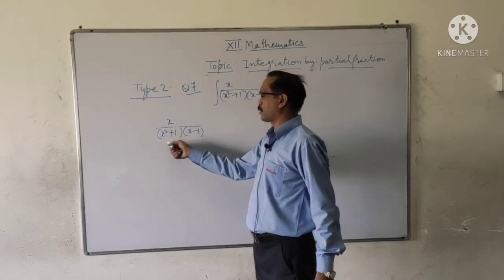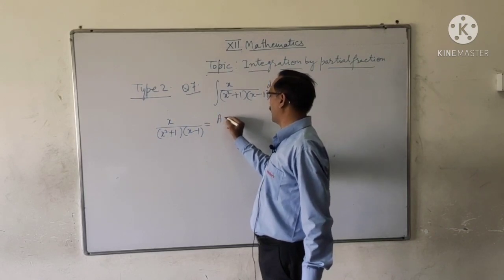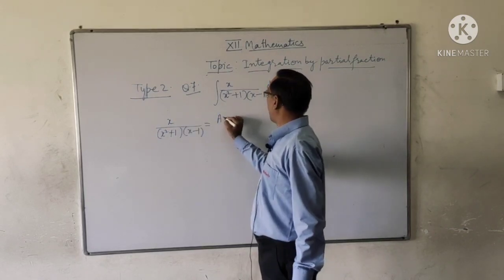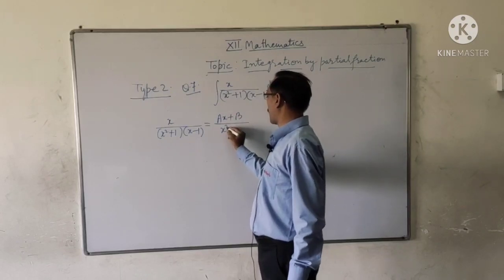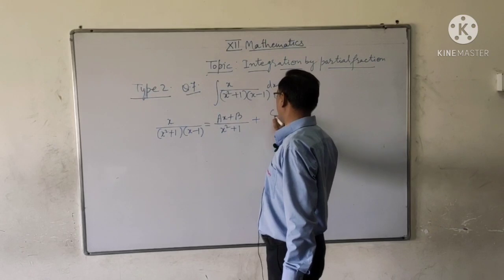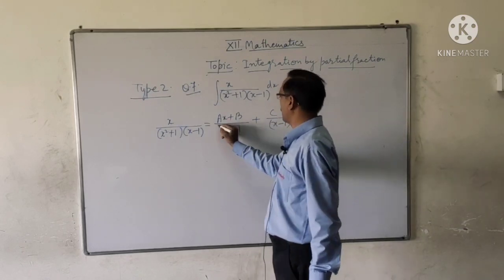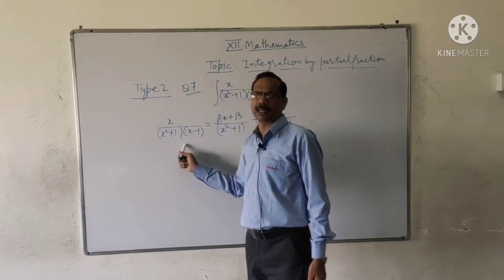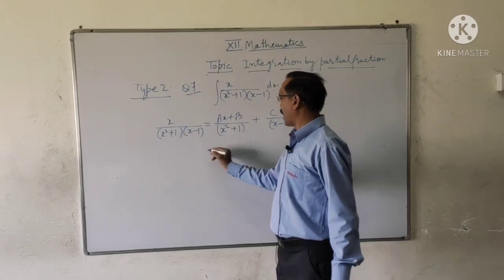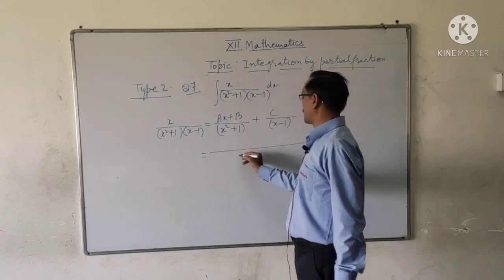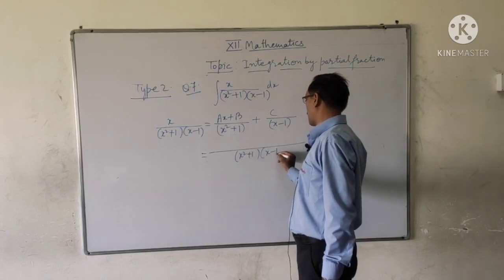Student, see there is a quadratic term. So for the quadratic term there is a linear expression: ax plus b upon x square plus 1 plus c upon x minus 1. Here important thing is this: whenever there is a quadratic term, then the partial fraction numerator will be linear. Now take the LCM. LCM is x square plus 1 into x minus 1.